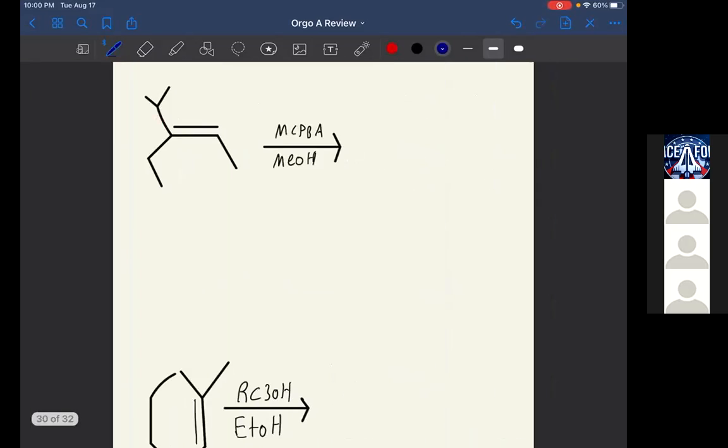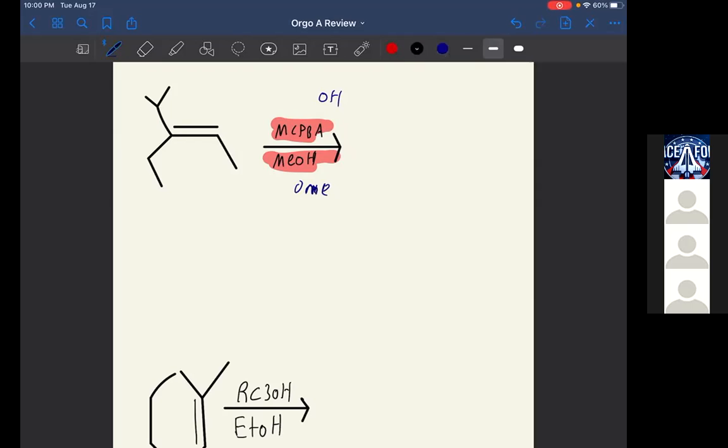So there's that. So mCPBA, this is an anti-addition, and I'll show you the mechanism of how this works. So in order to see what it adds, look at the solvent. mCPBA adds an OH, and then whatever the solvent is. So for this one, it would add an OMe. Yeah, OMe. My bad handwriting strikes again.